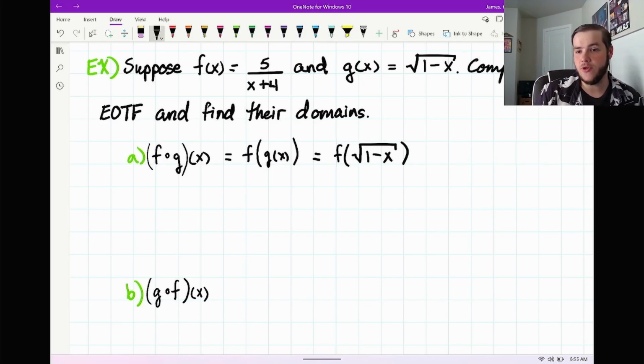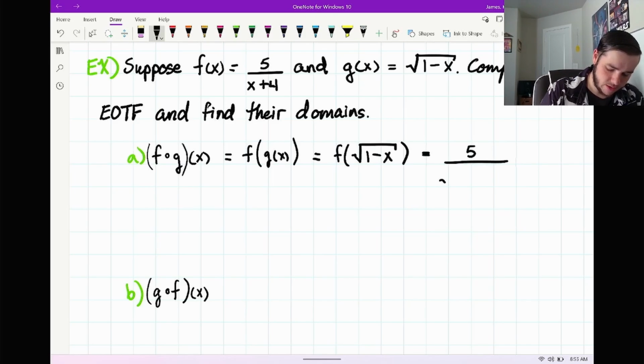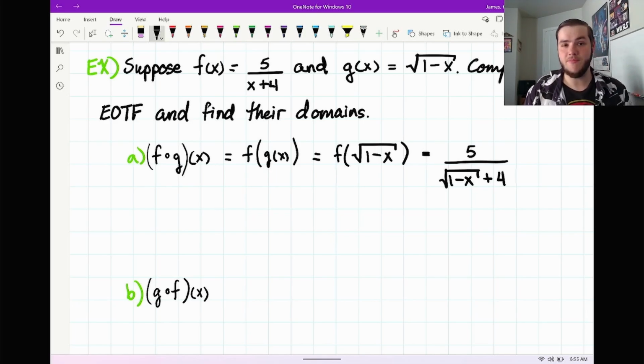So, everywhere I see an x in my f of x, instead I'm going to write the square root of 1 minus x. This gives me 5 over input plus 4, 5 over the square root of 1 minus x plus 4. So, now let's find the domain.